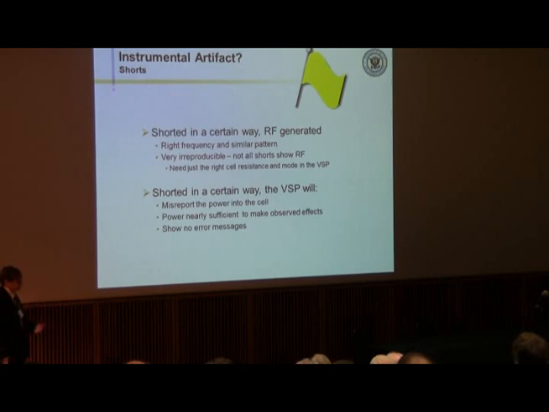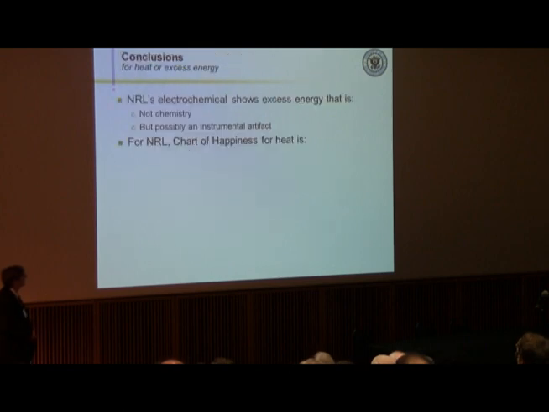The cell has to have the right resistance, it has to have the right power supply, it has to be in the right mode, has to be shorted to the right location, at the right resistance. Then you see this effect. Did it happen always? We don't know. But at least in one case, we are convinced that it did. It could have happened in the other one as well. So with that caveat, for NRL, our chart of happiness for heat is at 25%, because we're not absolutely certain of it.